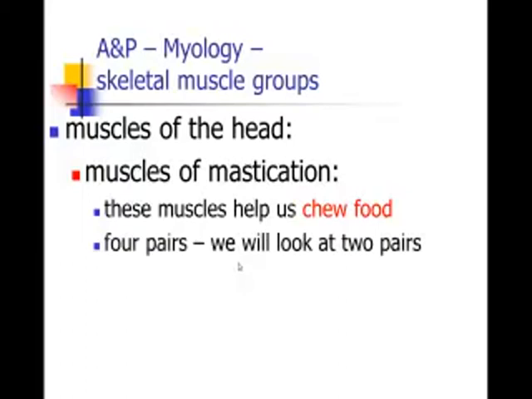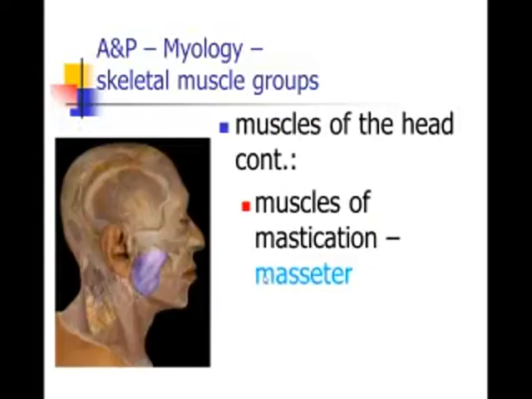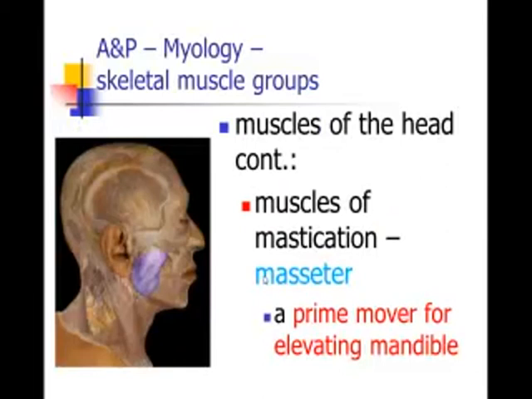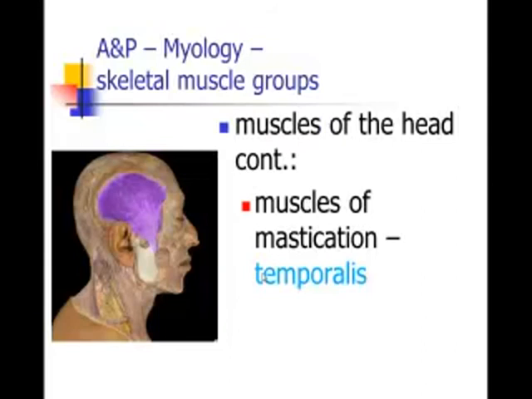There are going to be 4 pairs of muscles that are responsible for mastication. We're only going to deal with 2 of them, 2 of the more important ones. And one is going to be the masseter muscle. Masseter muscle is a prime mover for elevating the mandible. It's one of 2 prime movers. Elevating the mandible, if we were in nursery school, we'd say you were closing your mouth. And the second prime mover for elevation of the mandible is the temporalis.